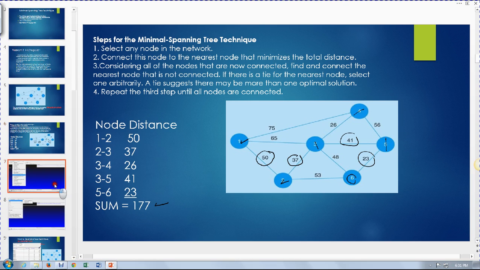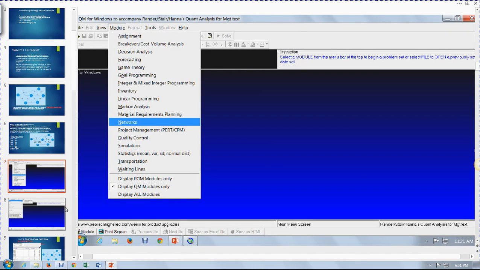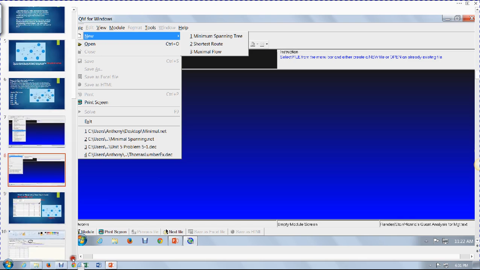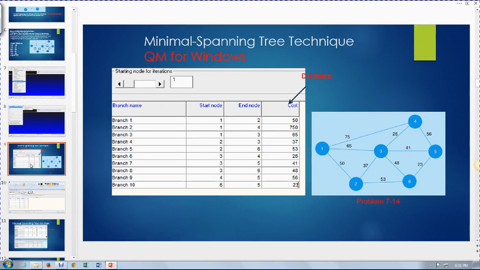Now what we could also do is go to QM for Windows. You notice I go up to Module, go down to Networks. When you click on Networks, you're going to get the 3 techniques we're interested in. We're doing this one, minimal spanning tree. So we click on minimal spanning tree. When we do that, we have this table. And you notice we need to put down how many branches there are. You count the branches, there's 10 of them.